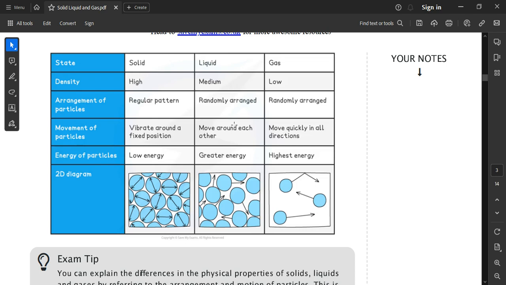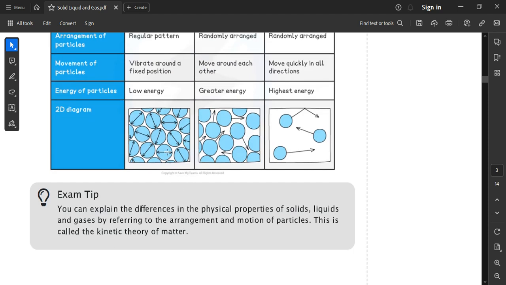So over here we have the 2D diagram. As we can see, the solid particles are very close to each other. They all stick together, and that is where they vibrate together. When we look at liquids, the particles can move slightly around each other, and in the gases, there's a lot of space which enables them to move everywhere.